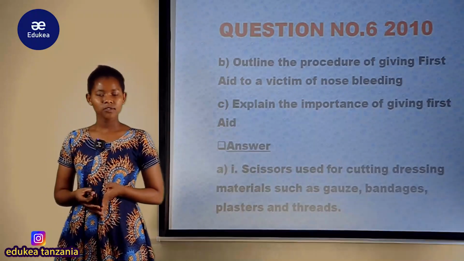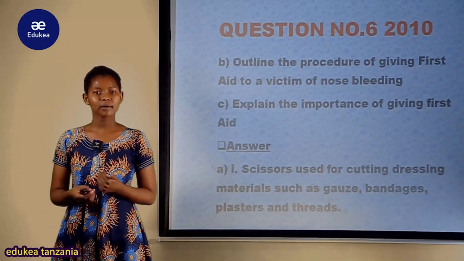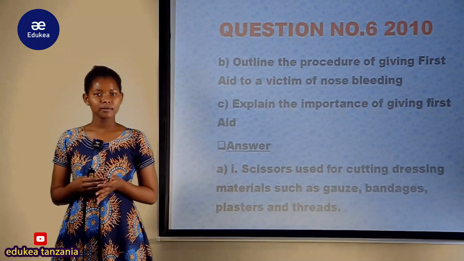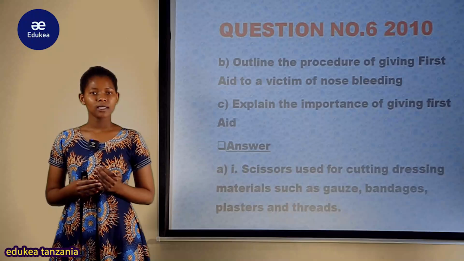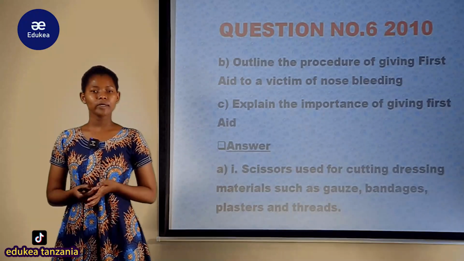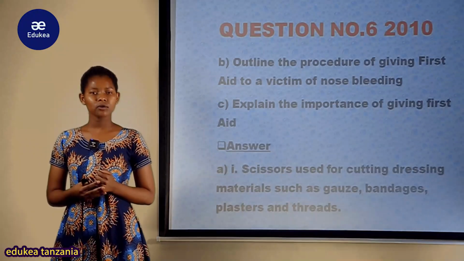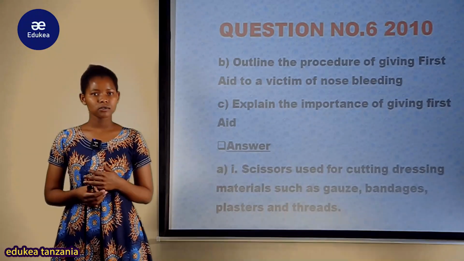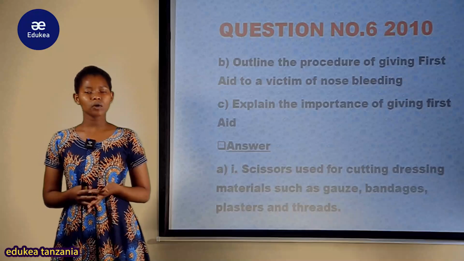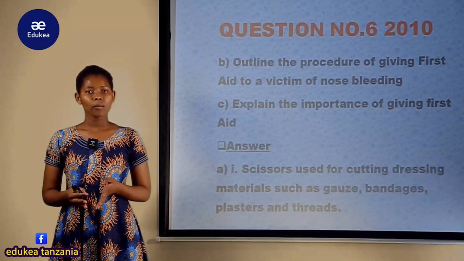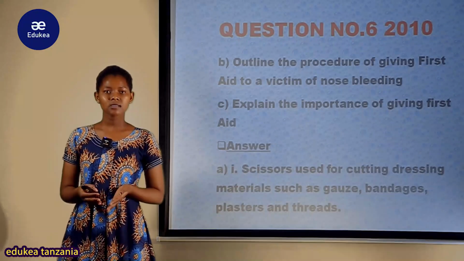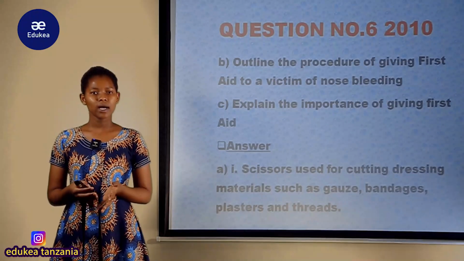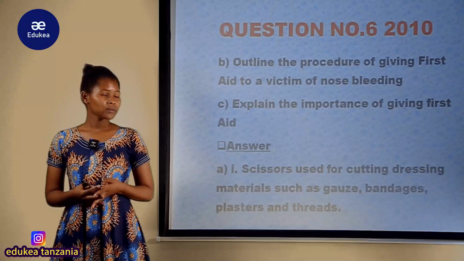Kama tunavyoona, swali letu is question number 7 kwa Form 2. This is from Part B of the past paper, and the question is from the topic of first aid and surfeit, the topic of Form 1. So, my dear students, make sure that you revise the topics of Form 1, because most of the questions in the Nectas are extracted from the topics of Form 1, also other topics from Form 2.